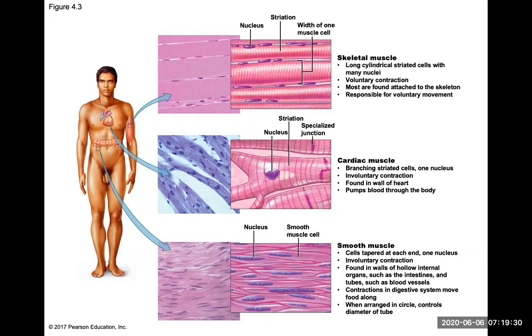Then smooth muscle, you have cells tapered at each end. Smooth muscle is found in the wall of hollow organs, such as your intestines, tubes, and blood vessels. And contractions in your digestive system move food along, again, involuntarily. This happens without you knowing it.